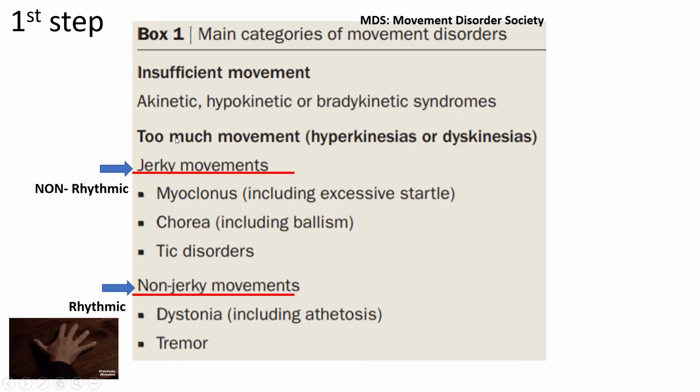So too much movement has been subclassified as being jerky movements which are non-rhythmic, or non-jerky movements which are rhythmic. The rhythmic or non-jerky movements include dystonia and tremor, and these are basically regular rhythmic movements. Therefore, they basically have a rhythm to them. That is, a certain kind of regularity is associated with them. These are the rhythmic movements or the non-jerky movement disorders, that are dystonia and tremors, and sometimes also athetosis is included in this. While on the other hand, we have erratic, jerky, and non-rhythmic movement disorders. These can be myoclonus, chorea, and tic disorders.